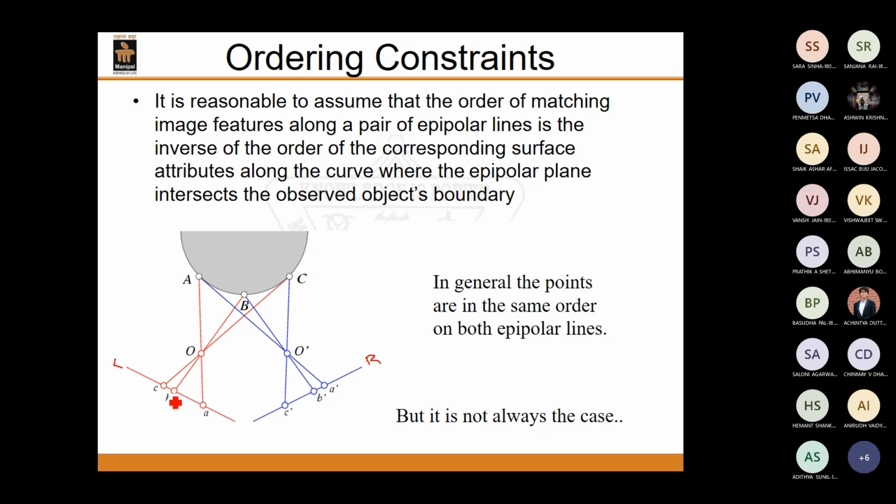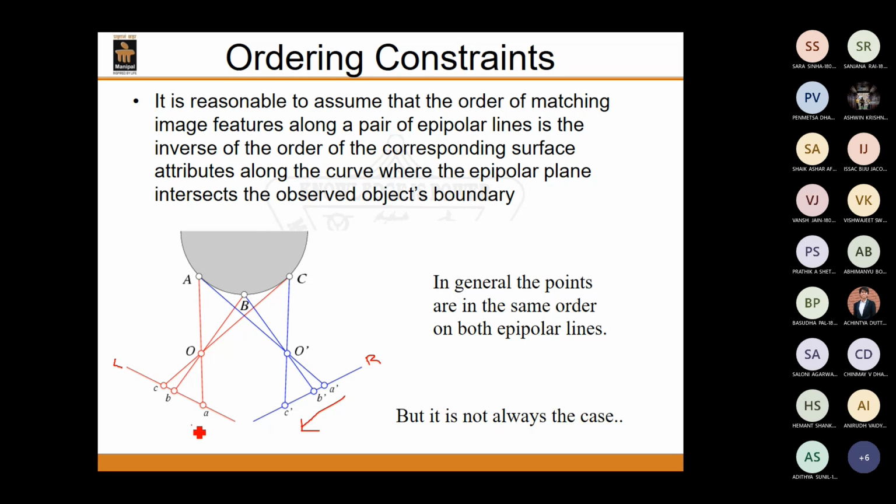So I have all these different images of the different 3D points here. Now, what this ordering constraint says is that, let's say I have these points A, B, C, and I get the order A, B, C in the left image. Then in the right image also I will have the same ordering, that is A dash, B dash, C dash.